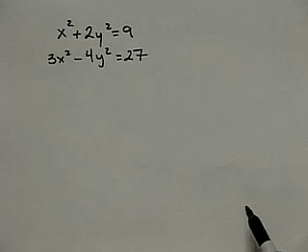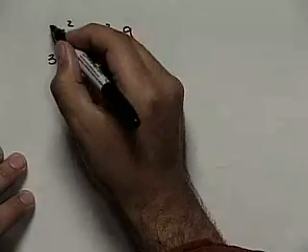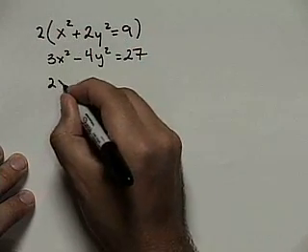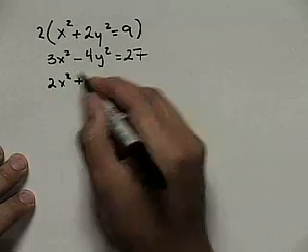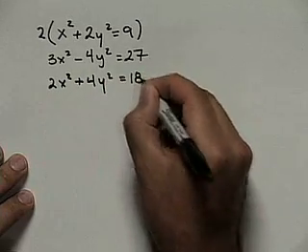Okay, let's see how you've done. The first thing we're going to do is multiply that first equation by 2. So let's go back and multiply that equation by 2, and what happens is by multiplying this whole equation by 2, we end up with 2x squared plus 4y squared equals 18.